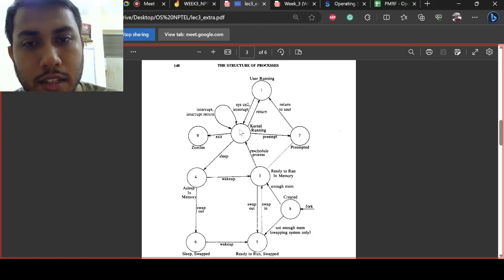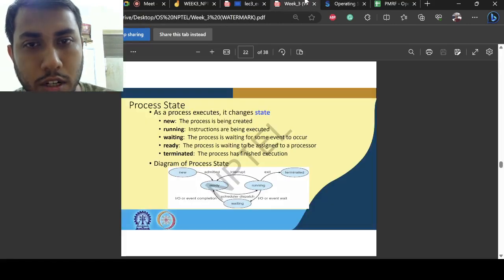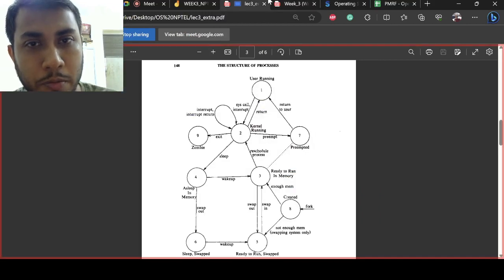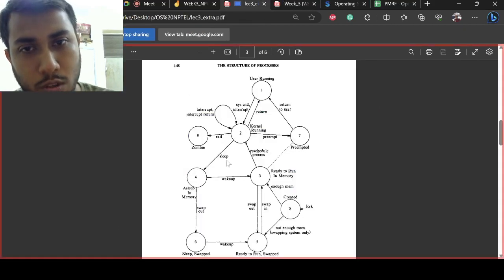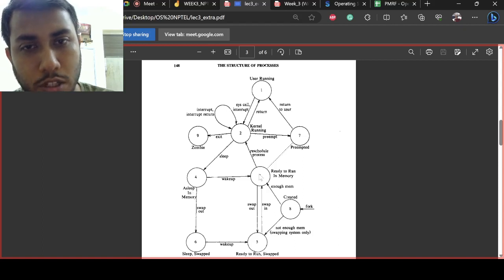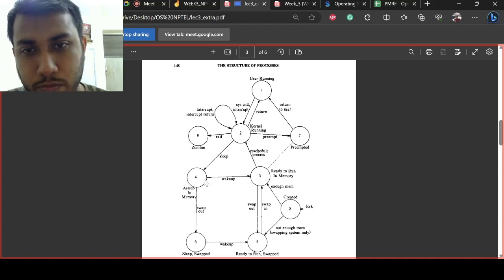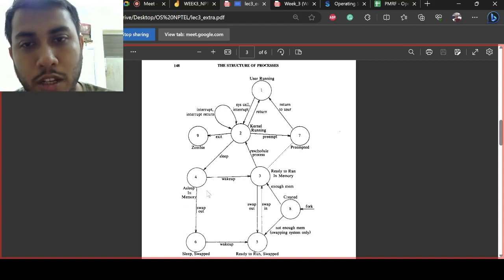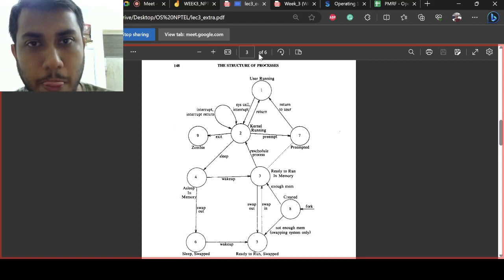Now here is a sleep. This sleep occurs due to IO processes. Whenever there is an IO part, it goes into this waiting state. When it's done, it goes back to the ready state, and from there back to the ready queue. If there is not enough memory, it is also swapped out into secondary memory in the sleep state. Okay.